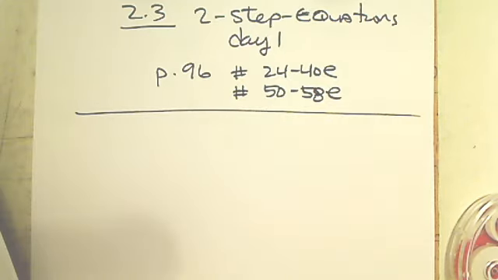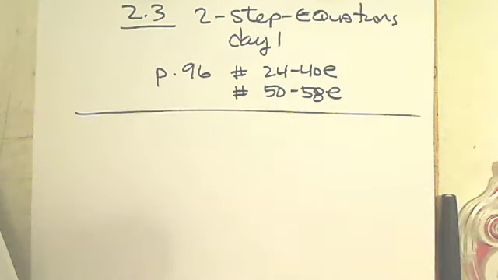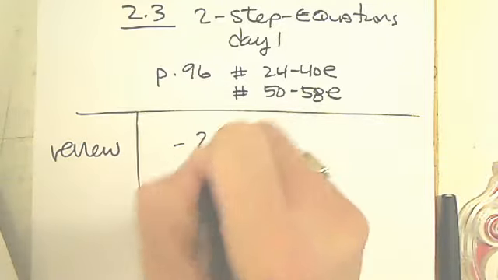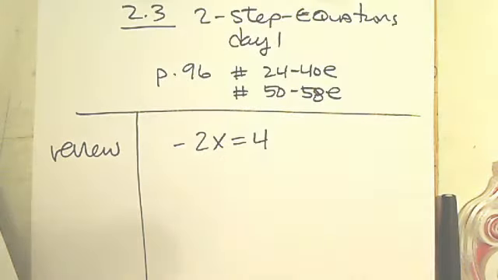Okay, here we go. Let's review what we've been doing for the past couple days. Let's keep it kind of simple. Negative 2x equals 4.